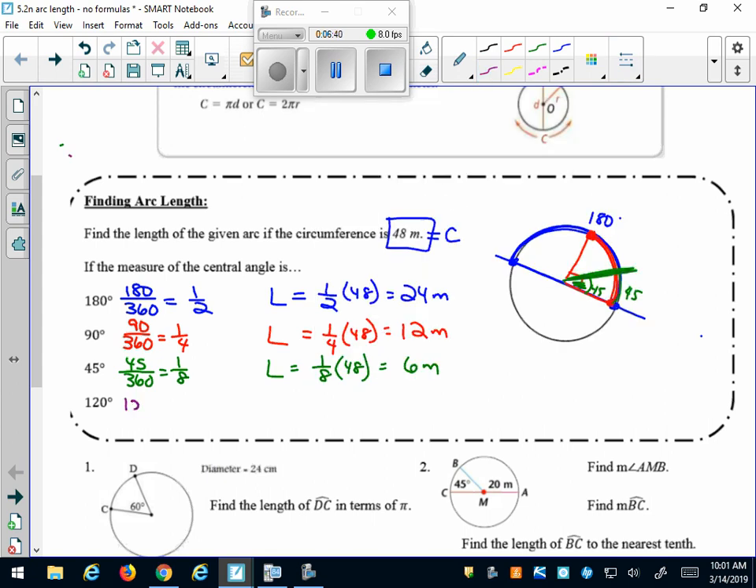What about this one? 120 out of 360. That's like 12 out of 36. What fractional part is that? 1/3. So the length of this arc, with a 120 degree central angle, is going to be 1/3 of 48, which is 16.